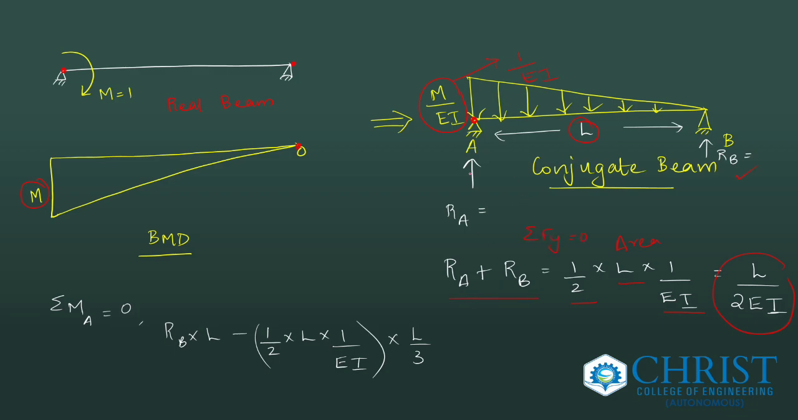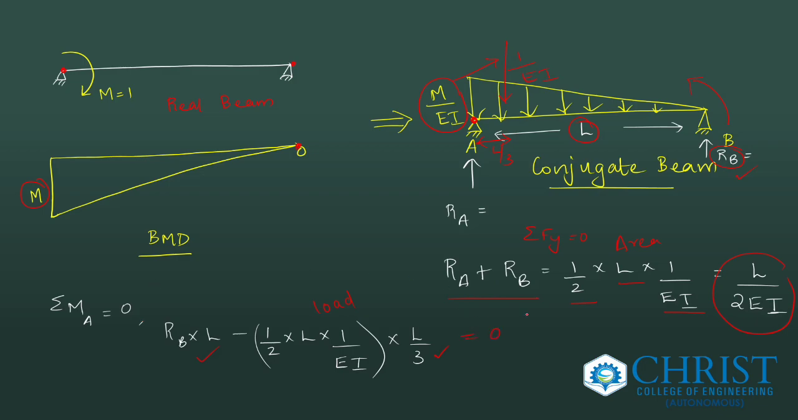Right. Now take moment about any point. I am interested in taking moment about A equal to 0. So RB into perpendicular length L, that is given here, acting in this direction, minus the load. Total load is half into L into 1 by EI. It is acting at a distance of L by 3 from joint A. So load into L by 3 is the centroidal distance. That will give moment about A equal to 0.